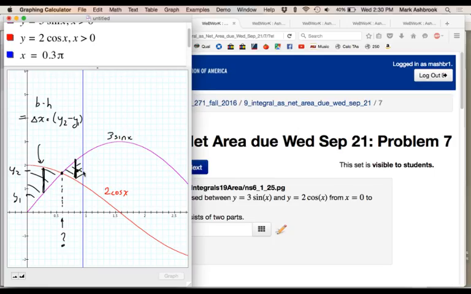When you come over here, your typical strip is going to be the other way around. So for this first one, delta x, our y2 is 2 cosine x minus 3 sine x. That's for this one here. And then this one here will be just reversed, right? Because it's still going to be a change in y, but it's going to be 3 sine x minus 2 cosine x.